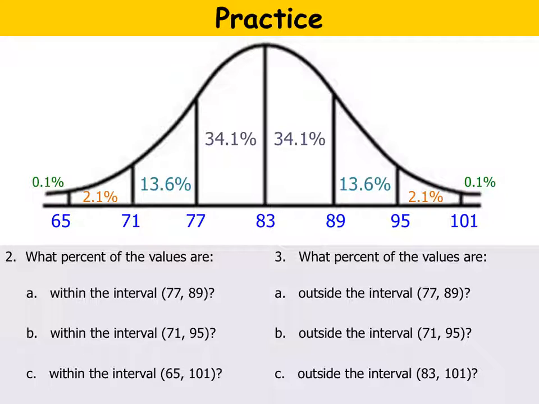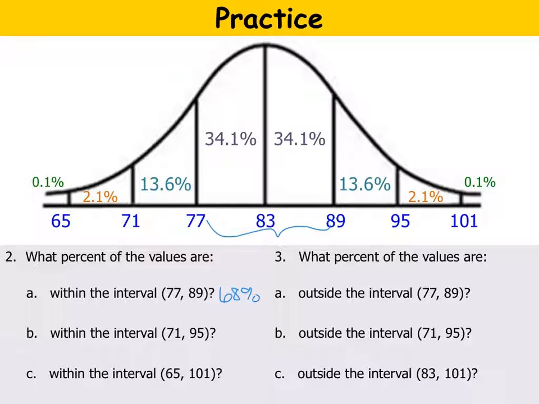So let's take a look at number 2 here. We're asking for what percent of the values are within the interval of 77 to 89. So if you look at where 77 is to 89, you're basically just adding those up. That's also the one standard deviation, so that should be about 68% of your data there.